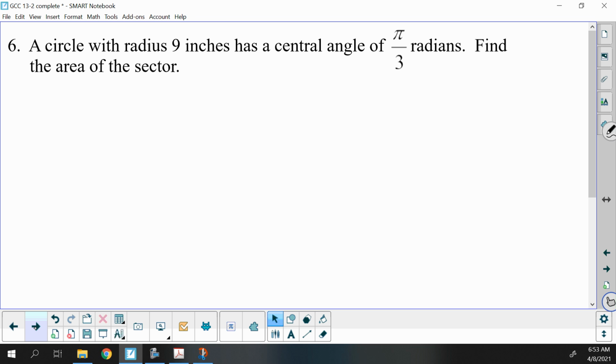Well, now let's see, if we're given an angle in radians, how can we find the area of the sector? Well, normally if we did area of a sector, we did theta over 360 is equal to the area of the sector over pi r squared.